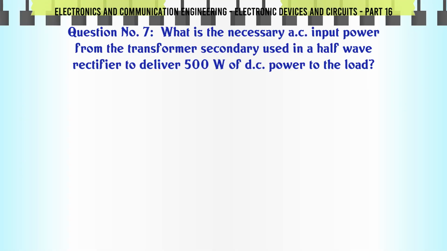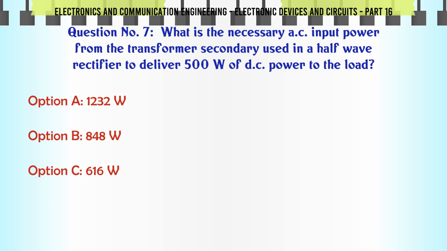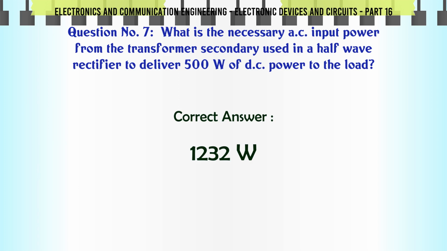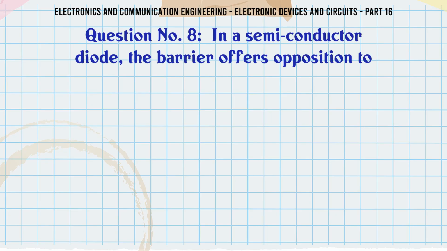What is the necessary AC input power from the transformer secondary used in a half-wave rectifier to deliver 500 watts of DC power to the load? A. 1232 watts. B. 848 watts. C. 616 watts. D. 308 watts. The correct answer is 1232 watts.